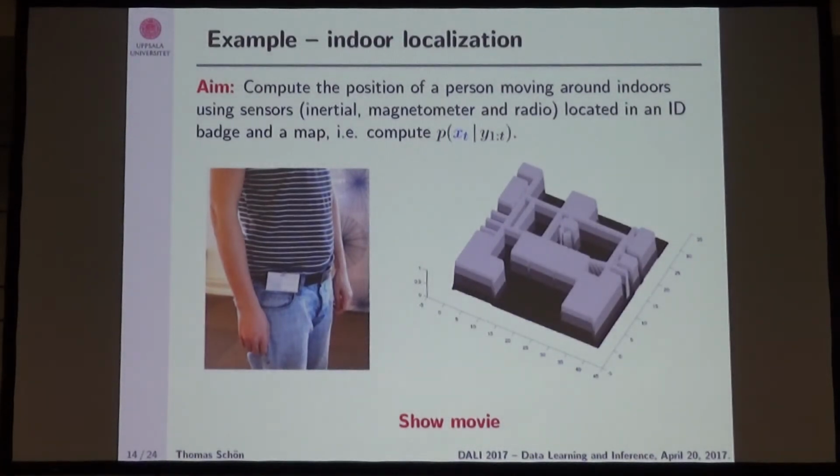So let me give you just one example where we use this for indoor positioning. Again, I won't give you the algorithm, but I'll show you how it works. Here we have the problem: a person is moving around indoors with a little card, like the hotel cards we have here, slightly thicker, on his waist, with some inertial sensors, a magnetometer and a radio in it, and you want to compute the position of this person as he or she moves around indoors. We also have a map of the buildings. Nowadays we have maps of more or less everything, so that's fine in terms of an assumption.